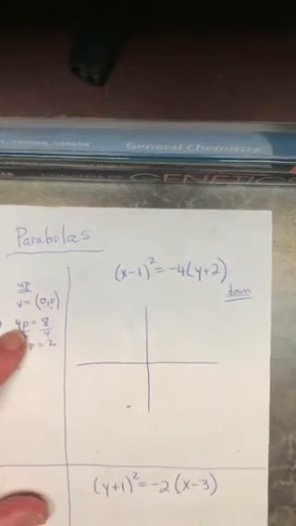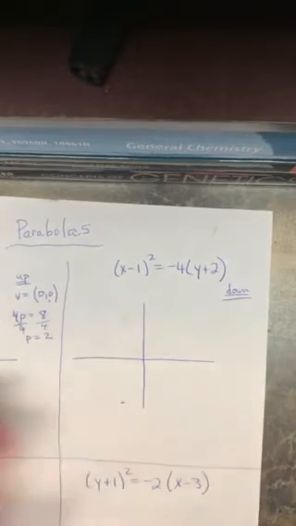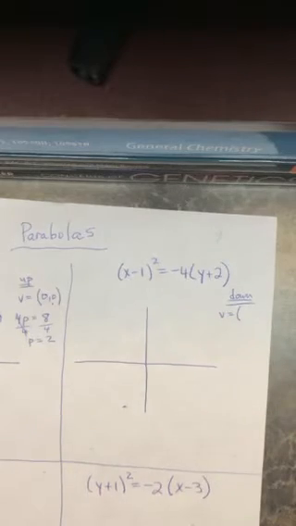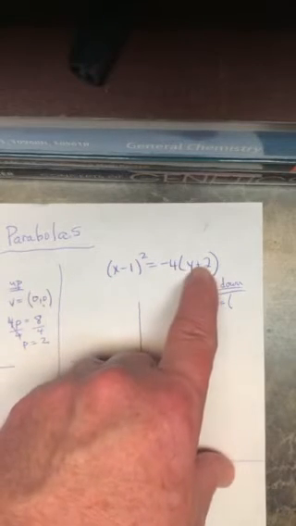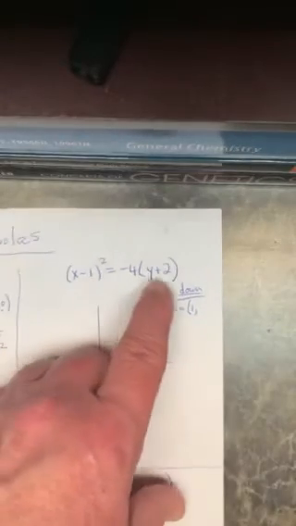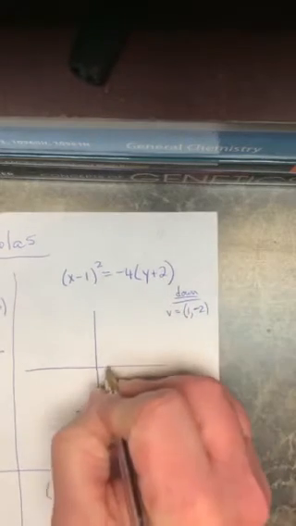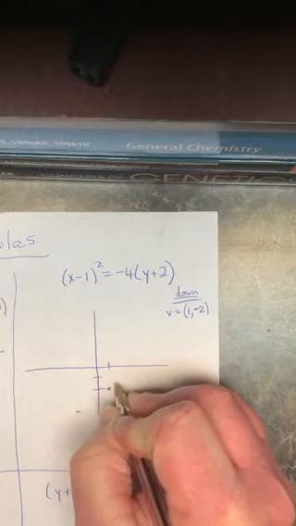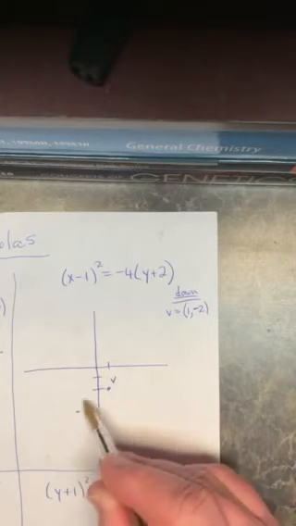So write the word that describes the direction it's going to face. That's important. The vertex is always, just like on the other 3 conic sections, the opposite of the signs that you see in the parentheses. So if that says x minus 1, my x coordinate is 1. That says y plus 2. The opposite of that is minus 2. So guys, I am going to go right 1 and down 2. I'm going to put V for vertex, and I'm imagining this thing facing downward.